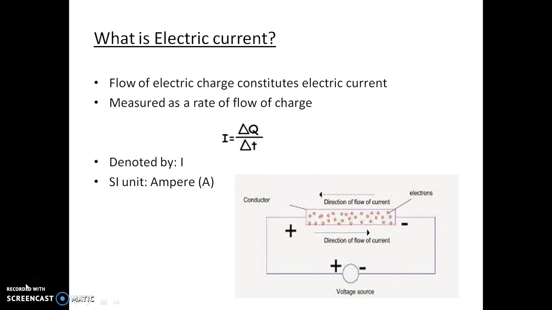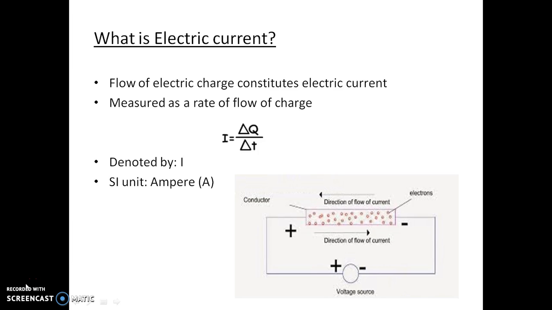What is electric current? Electric current is a flow of electric charge. This flow of charges is nothing but a flow of electrons. So we can say that when electrons flow through any electric conductor, it gives rise to a flow of electric current. Current is measured as a rate of flow of electric charge per unit time. It gives the relation I is equal to delta Q upon delta T. So here Q stands for charge and T stands for time.